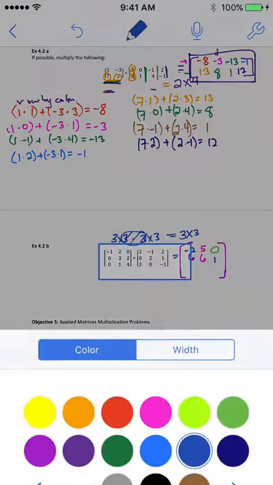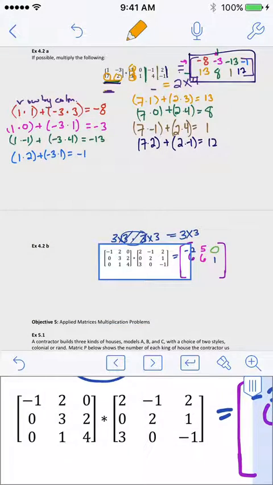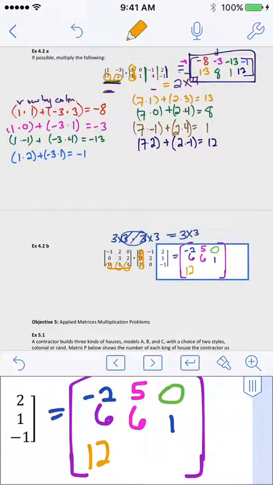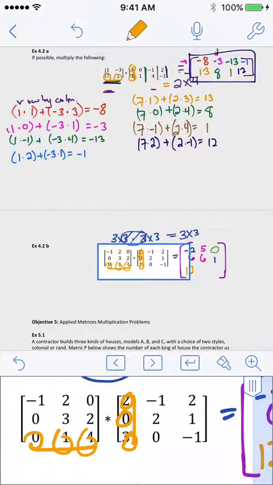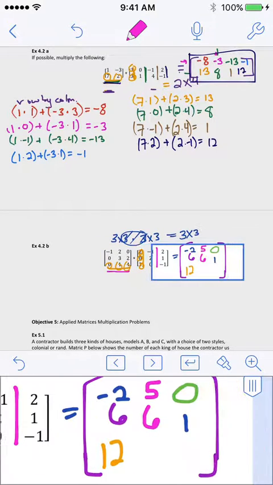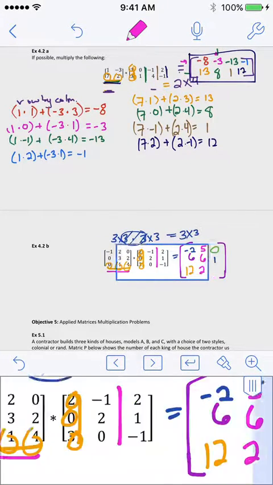All right, so the last row, same process, right? This row by the first column, 0 times 2 is 0, 0 times 1 is 0, 4 times 3 is 12, 0 plus 12 gives us 12. Second one, 0, 1, 4 times -1, 2, 0. That's 0, 1 times 2 is 2, 4 times 0 is 0, so we get a 2.